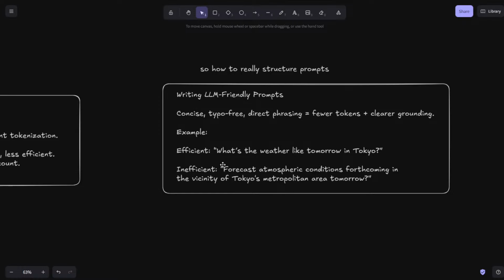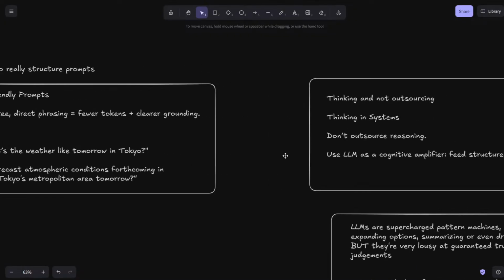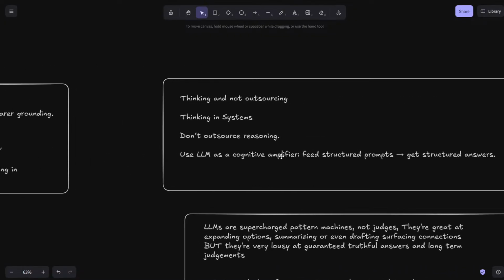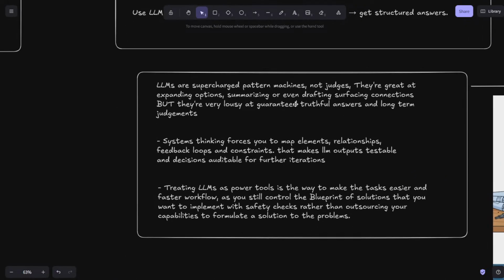LLMs are not really a way to generate truth. The LLM is a pattern recognition kind of machine, so you have to treat it that way. Here I wrote it: LLMs are supercharged pattern machines, not judges. They are great at expanding options, summarizing, drafting, and surfacing connections, but they are very lousy at generating truthful answers and long-term judgments.